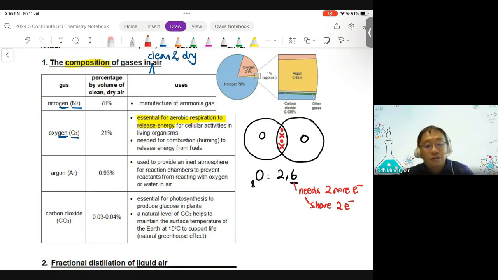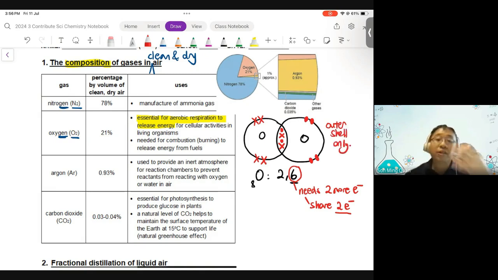Okay, so that's not the end yet. We need to consider: I have 6 valence electrons, I have shared 2. Therefore, there should be 4 more valence electrons left which are not shared. And these 4 valence electrons must also be drawn into the dot and cross diagram. Now take note, the dot and cross diagram shows outer shell electrons only. So you will need to read the question to see whether the question requires all electrons to be shown or just the outer shell to be shown. Shown here is just the outer shell.